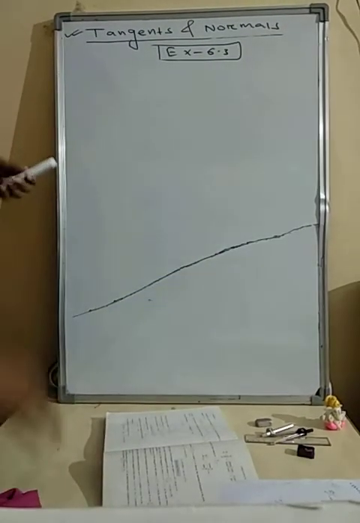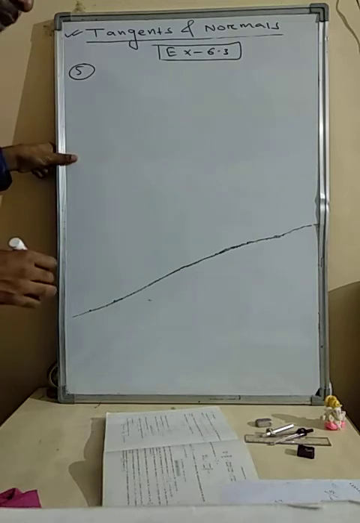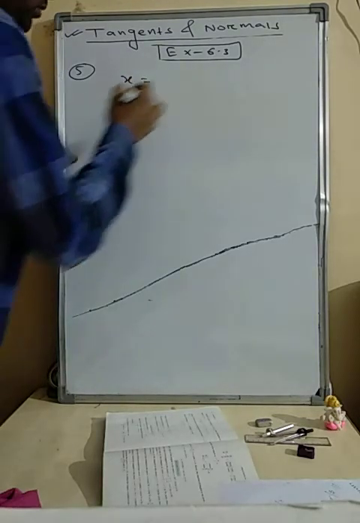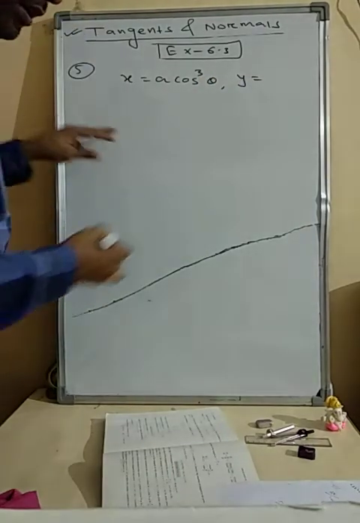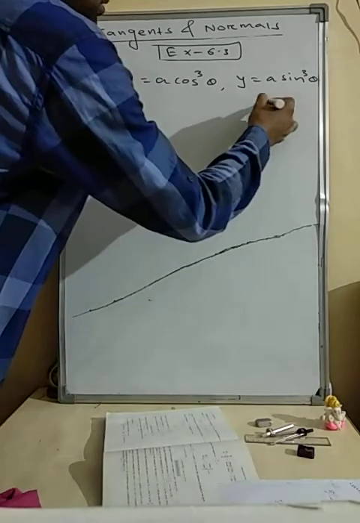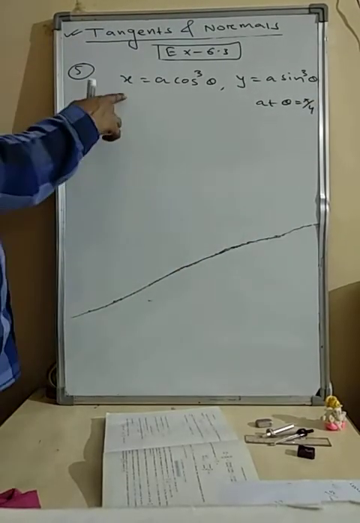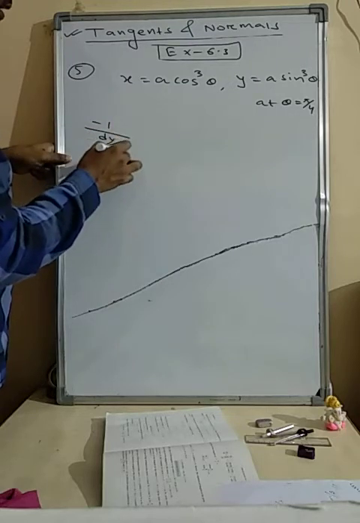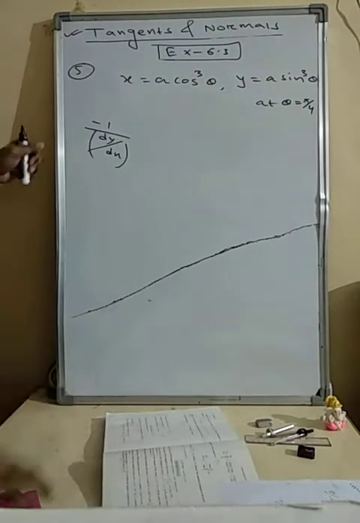Now see question number 5, it is given a parametric equation. Find the slope of the normal to the curve, x equal to a cos cube theta, y equal to a sin cube theta, at theta equal to pi by 4. So now see, it is saying find the slope of the normal. So the slope of the normal we know is minus 1 divided by dy/dx. This is called the slope of the normal. So I have to find dy/dx first. Then at that point I will put theta equal to pi by 4.